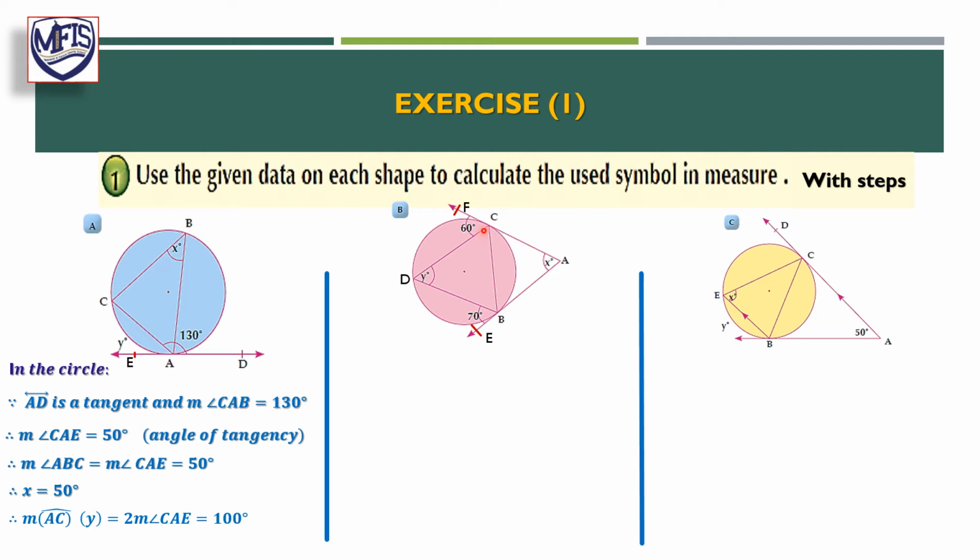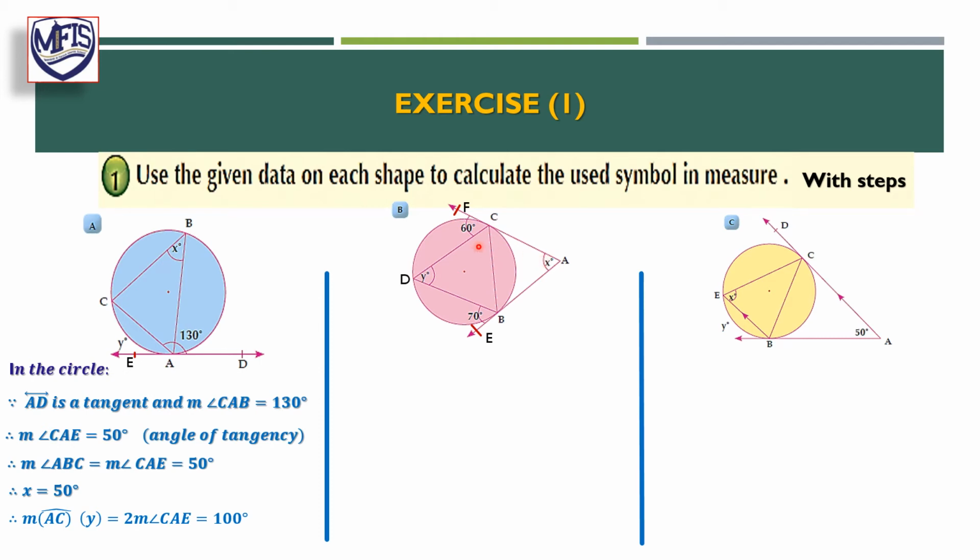Now in triangle BCD, I have measure angle C equals 70 and the measure angle B equals 60. Therefore, measure angle D means Y equals 180 minus the sum of 60 and 70, which equals 50. Now I have the value of Y. Y equals 50. What about X?